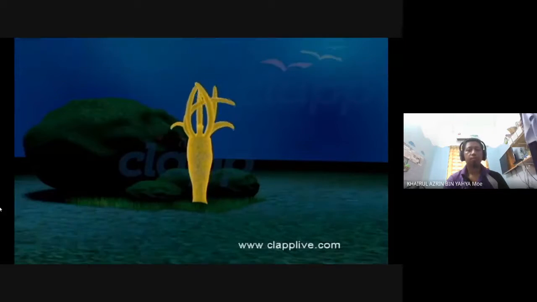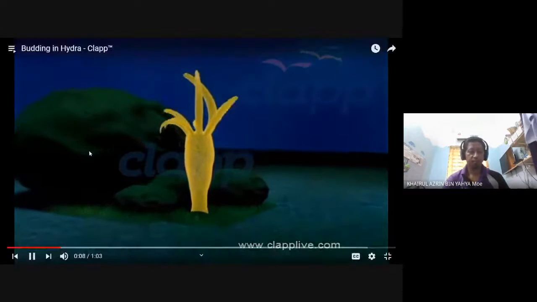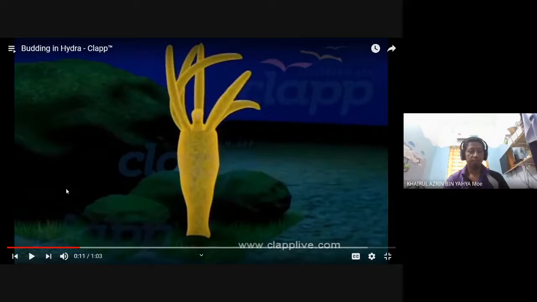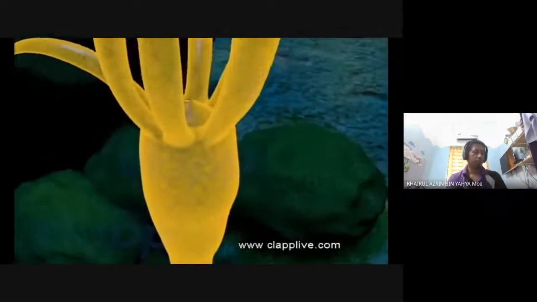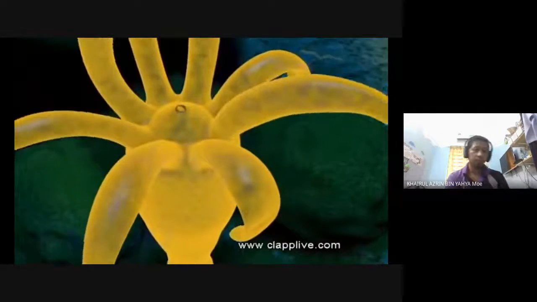Hydra is one of the simplest sedentary multicellular freshwater organisms, about 1 centimeter long. It has a tubular body with a basal disc for attachment and a free distal or oral end-bearing mouth and circlet of tentacles. Hydra reproduces asexually by budding.